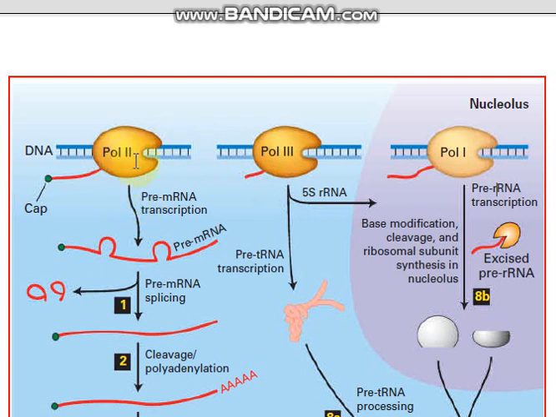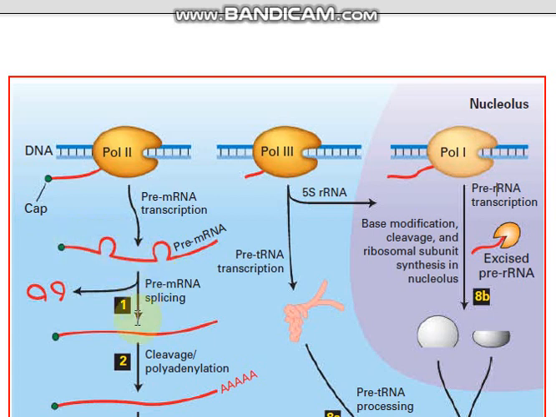Now we'll focus on polymerase 2. It is producing this mRNA which contains exons along with introns. And one more thing, it also contains a 5' cap. That is, a cap is present at the 5' end. We will discuss this later in my next video.